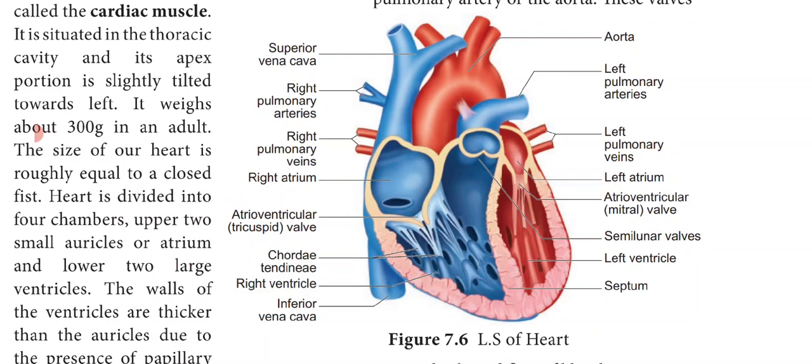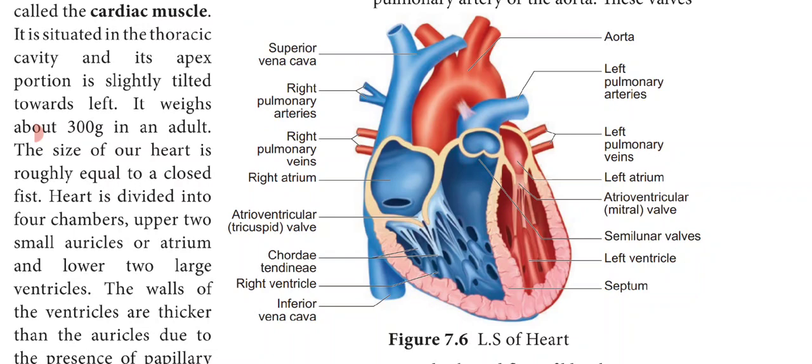Why are these valves present here? The valves of the heart allow the blood to flow only in one direction. That is, blood can flow from the atria to the ventricles, and from the ventricles to the pulmonary artery or the aorta. So the valves mainly prevent the backward flow of blood. This is the main purpose of the valves.